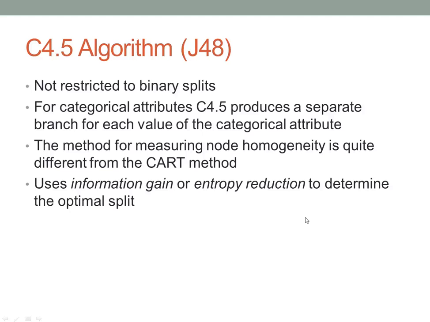The method for measuring node homogeneity is quite different from the CART method. So for J48, they don't use that function that we just looked at. They use something different. They use something called information gain or entropy reduction to determine the optimal split. So it's just a different means of choosing which node comes first, which node comes second, which node comes third, and so on.